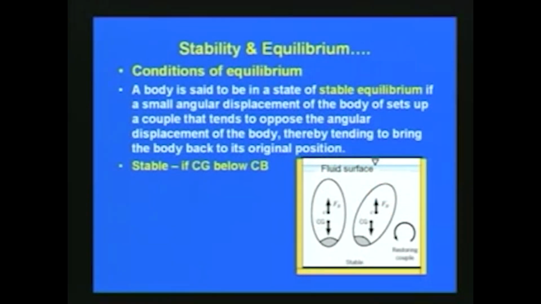We have already seen the center of gravity and center of buoyancy. Generally a body is said to be in stable equilibrium if the center of gravity is below the center of buoyancy. Here in this slide you can see the center of gravity is here and the center of buoyancy is just above that. If CG, the center of gravity, is below the center of buoyancy, then the body is said to be in stable equilibrium, and there will be a restoring couple.